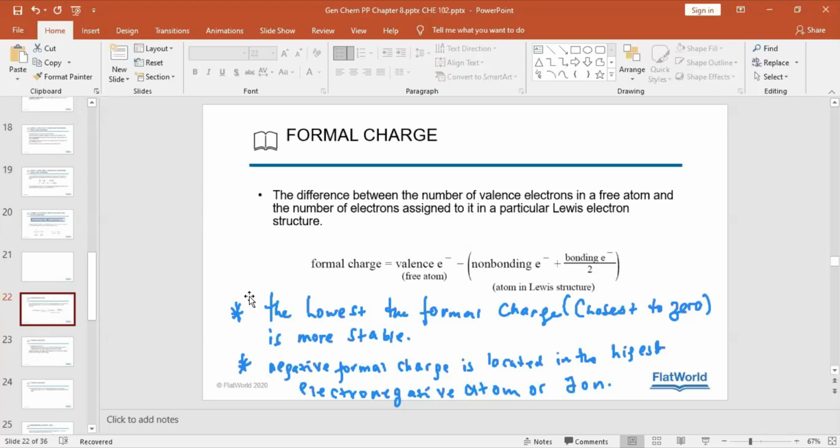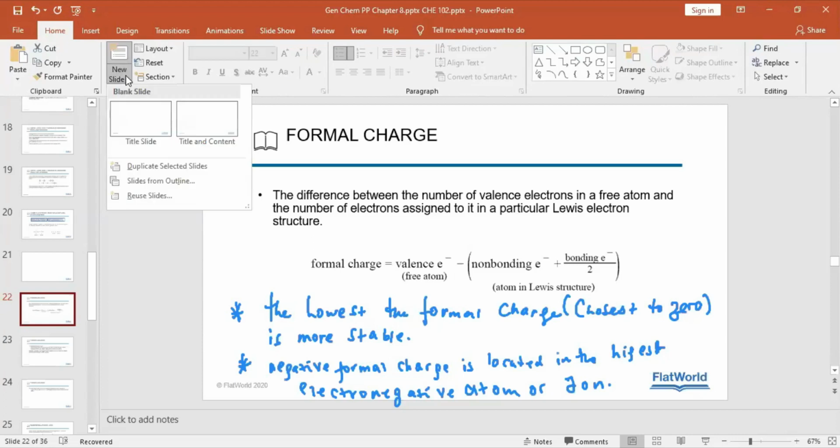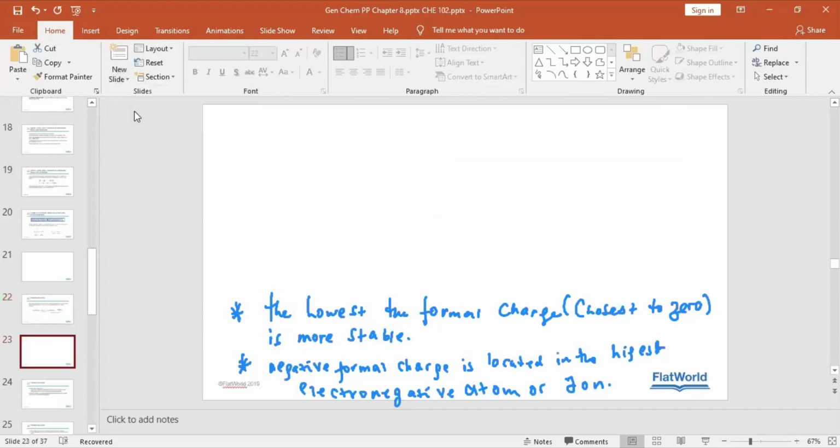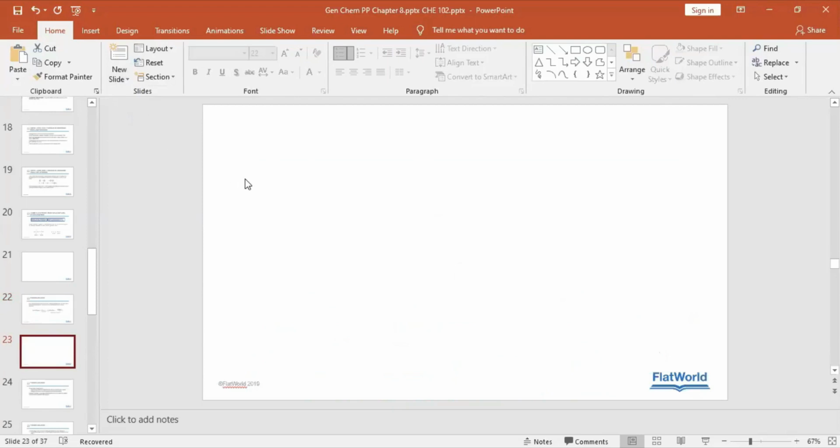Let me see if I can create some examples here. Let me start with the smallest example. Let's first draw the Lewis structure to understand more about how we can do this. Let's start with the Lewis structure for. Oh, let me make it bigger.